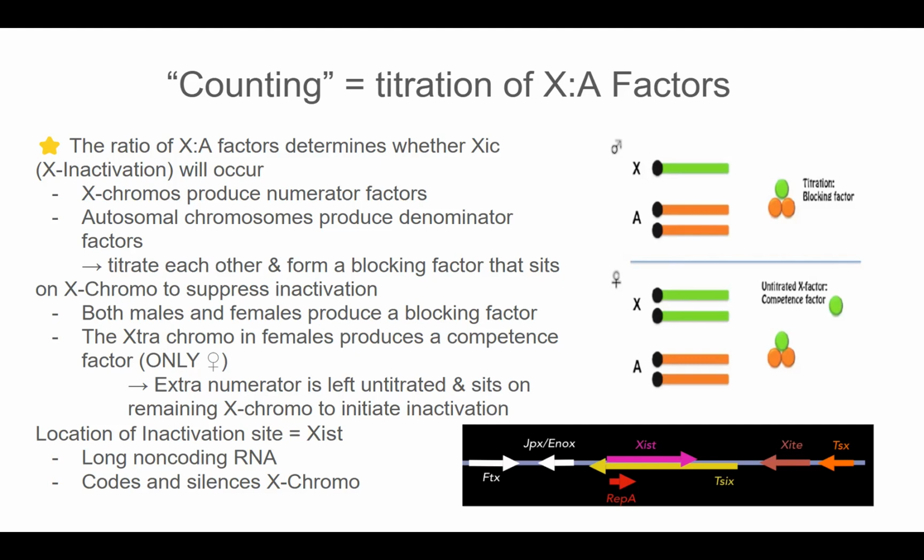And what that basically is, is an extra numerator that was left untitrated and sits on the remaining X chromosome to initiate inactivation. So the location of the inactivation site is called X-cyst, and it is located right here. This whole picture right here is the X inactivation center. And the X-cyst, like Gato had mentioned previously, is a long non-coding RNA, and what it does is code and silence X chromosomes.